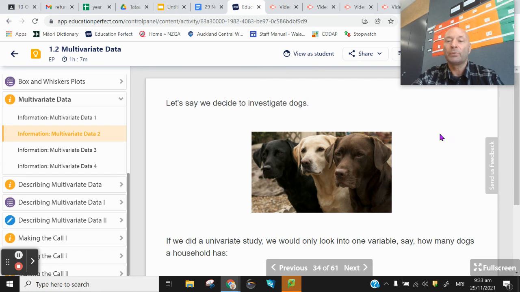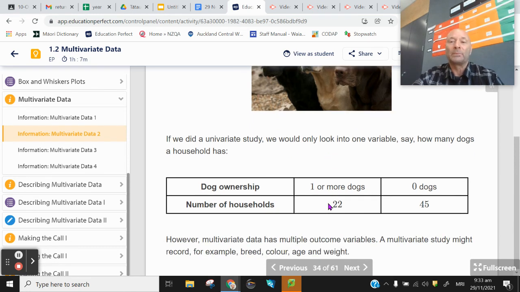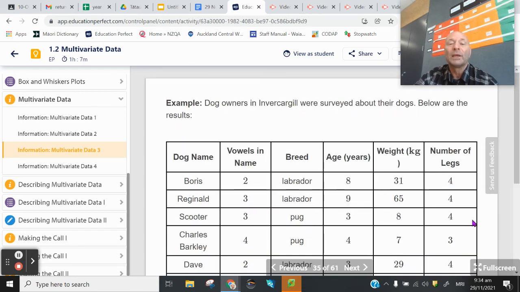Let's say we decide to investigate dogs. If we did a univariate study, uni meaning one, we'd only look at one variable. For example, how many dogs a household has. However, multivariate data has multiple outcome variables. A multivariate study might record, for example, the breed of the dog, color, age, and weight.